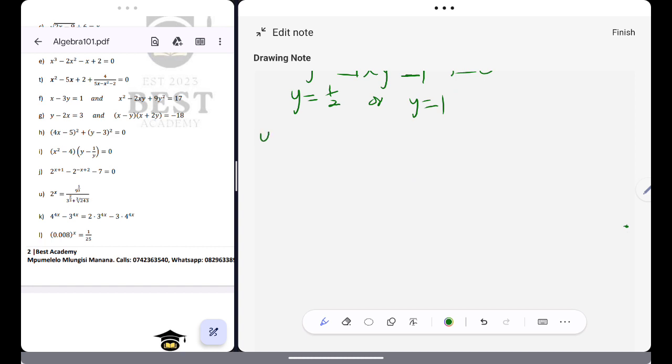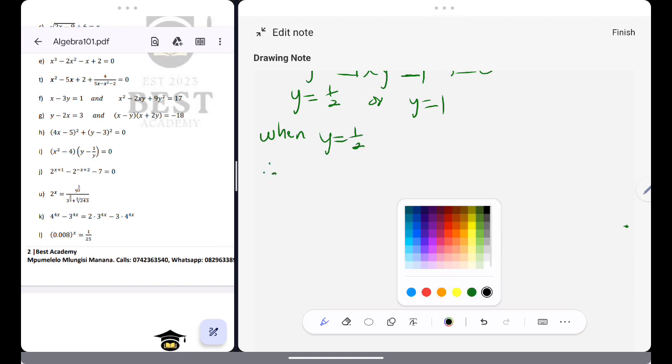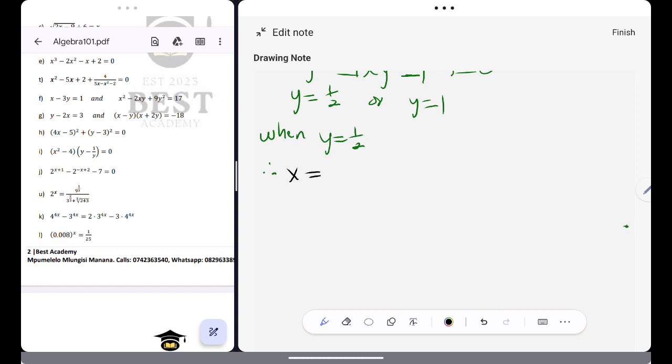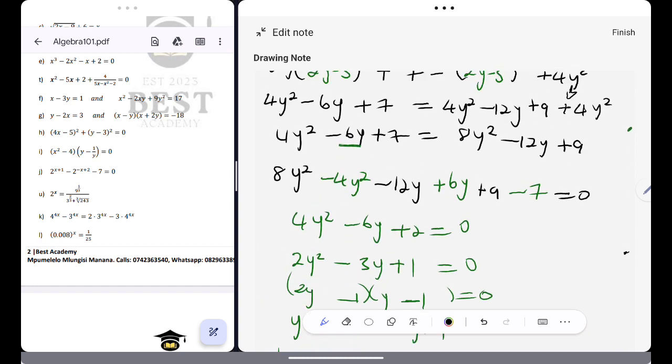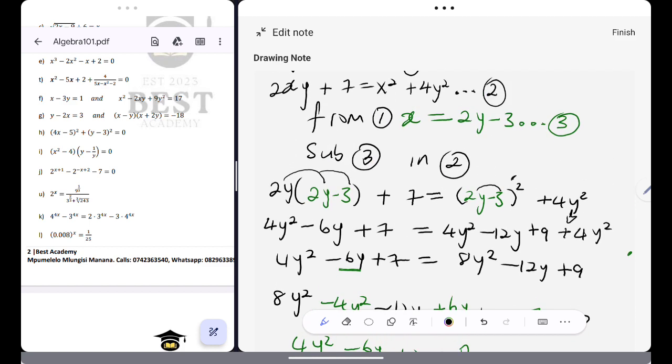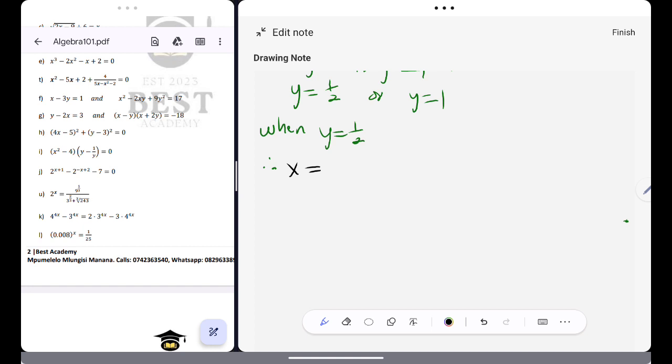So what I'll do is to say that when y is equal to a half, therefore x is equal to, remember I've created equation 3 and I made x the subject. I said x is 2y minus 3. X is what? 2y minus 3. So it simply means that whenever I see y, I'll just substitute my value. It's 1 over 2. So this simply means that x is equal to negative 2.